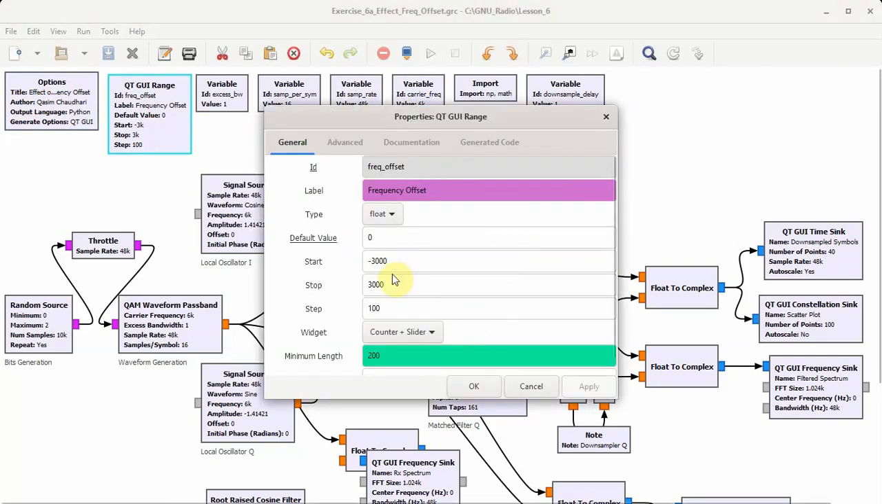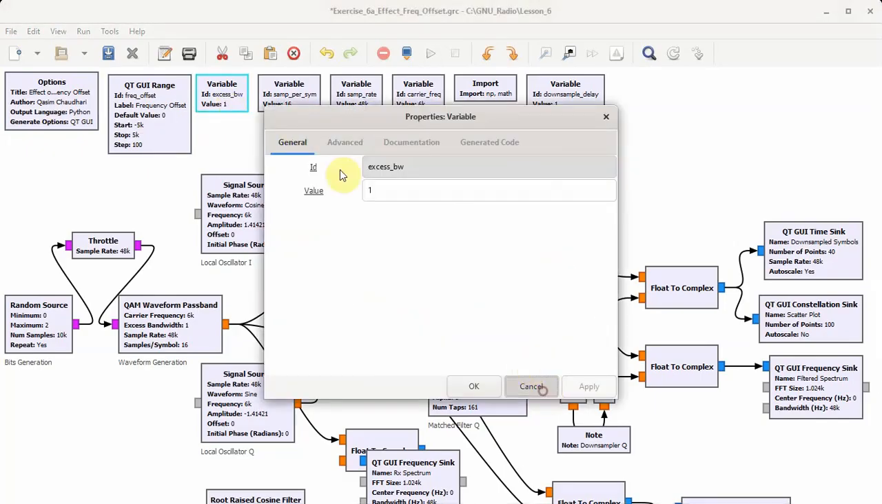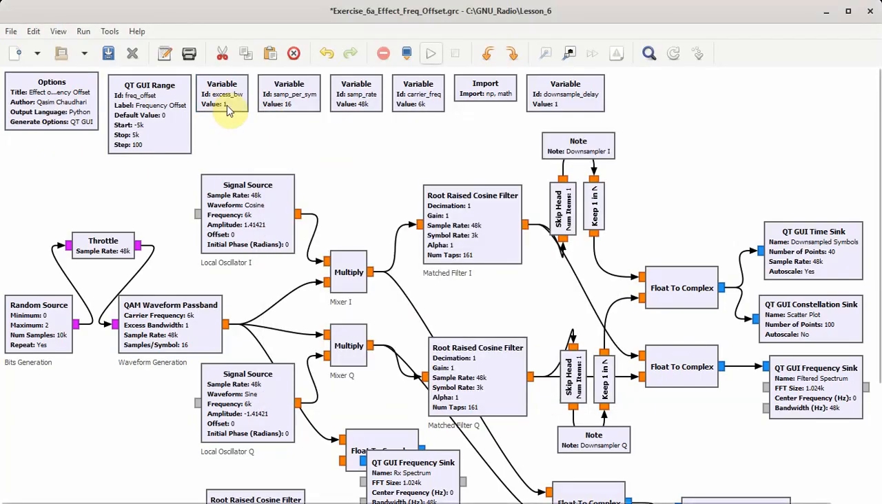The frequency offset, let's take it from minus 5000 to 5000 Hertz. Excess bandwidth is given by 1. You can always change this value later. I'm showing it as 1 here so that we can clearly isolate the effect of carrier frequency offset from other variables. The samples per symbol is given by 16 and the sample rate is 48,000. The carrier frequency chosen is 6000. It's not very high so that we can clearly see the spectrum shifting.